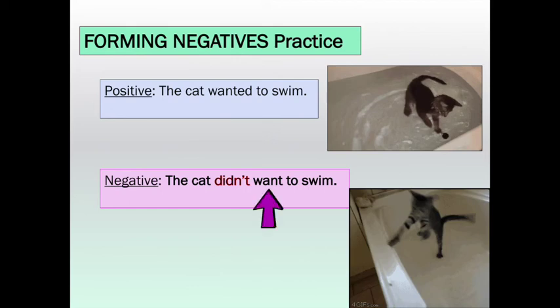Look! Don't forget, with past simple, when you use didn't in a negative sentence, the main verb is in the base form, not in its past simple form. So we don't say didn't wanted, you say didn't want.